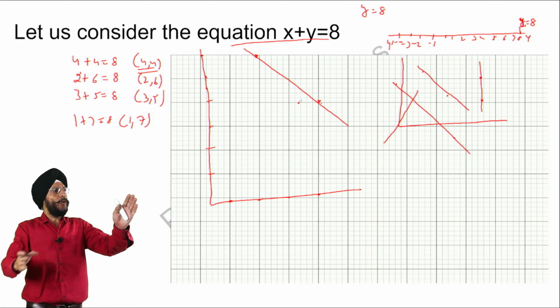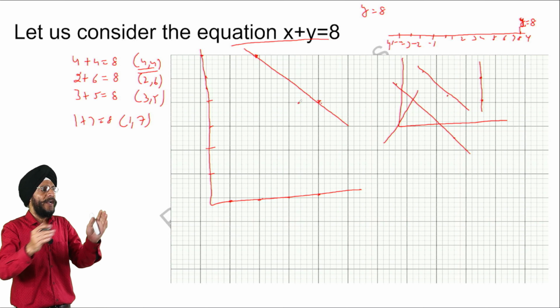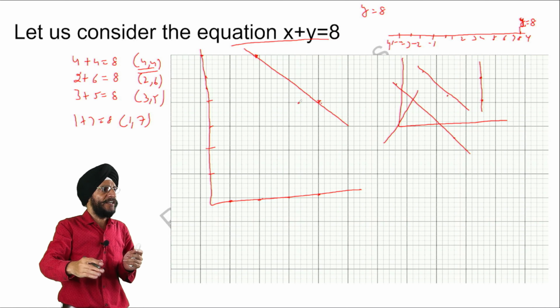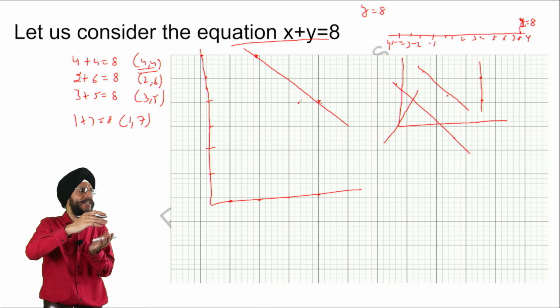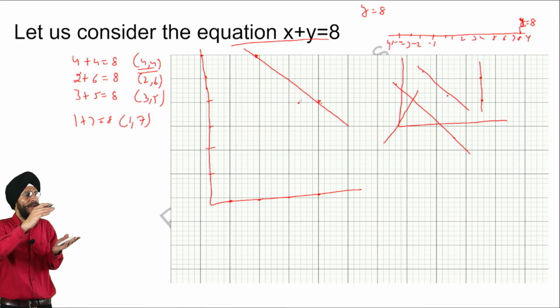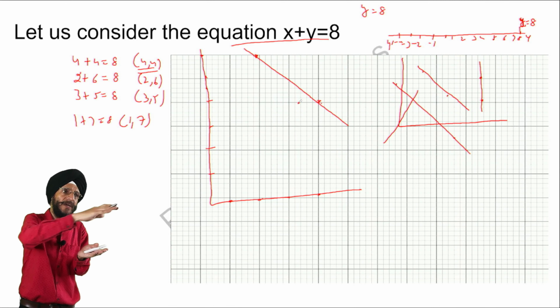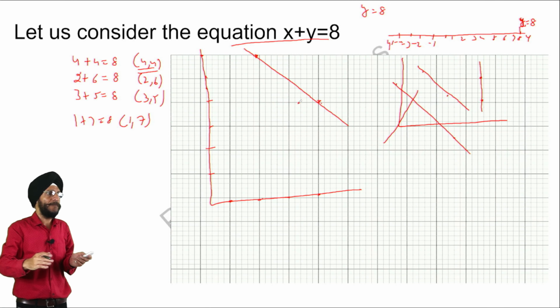There can be any number of points you can form, and it will always be in a straight line, because a linear equation in 2 variables or linear equation in 1 variable means that the equation, when drawn on the graph, will always be in the form of a straight line.